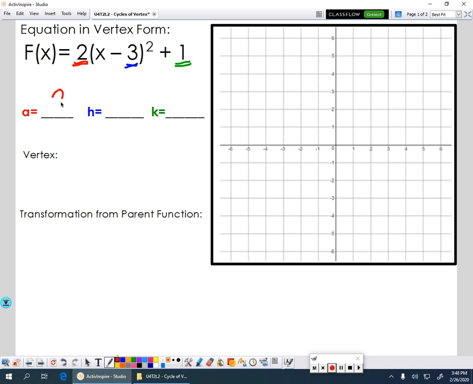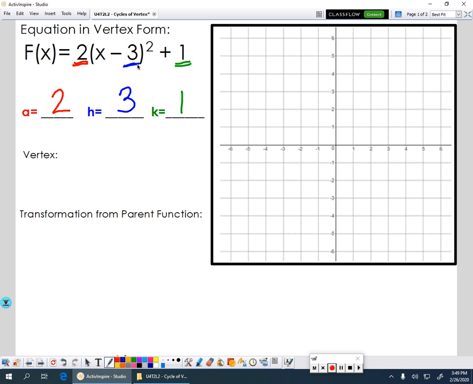So my a is 2, my h is going to be 3, and my k is going to be 1. Now, a big common mistake here is a lot of kids think that this h value is actually a -3, but remember, our formula for vertex form has a subtraction sign. So what this problem actually says is x minus +3. So my h value is this +3 there. The h value looks like it's the opposite of what it is in your problem, so don't let that confuse you.